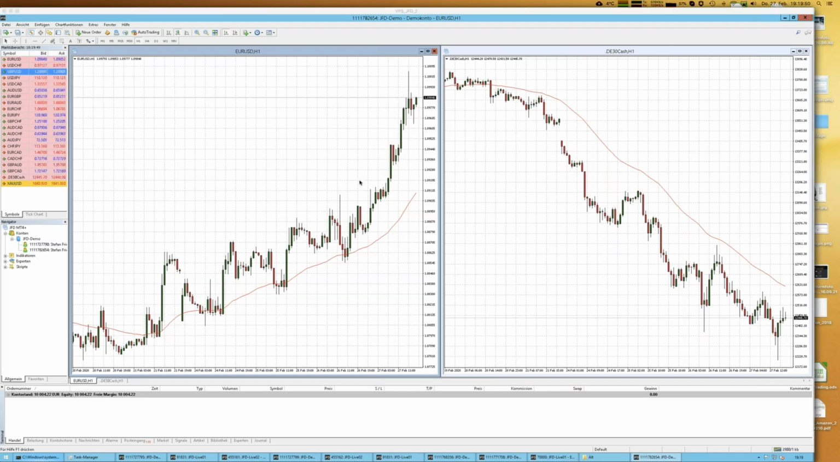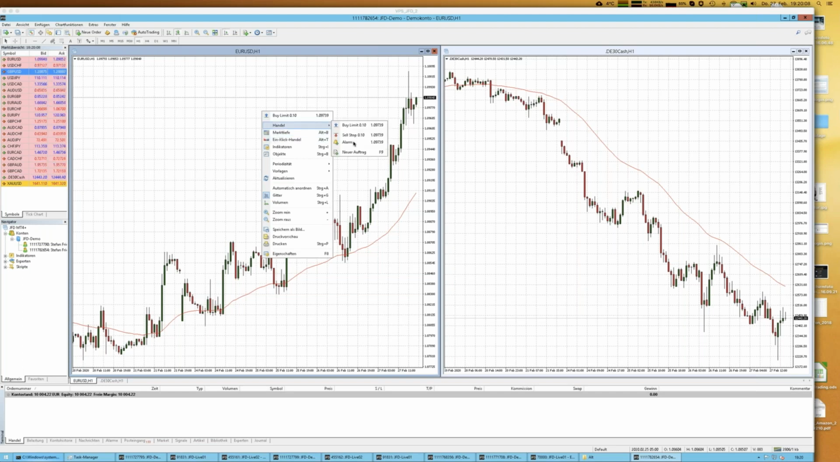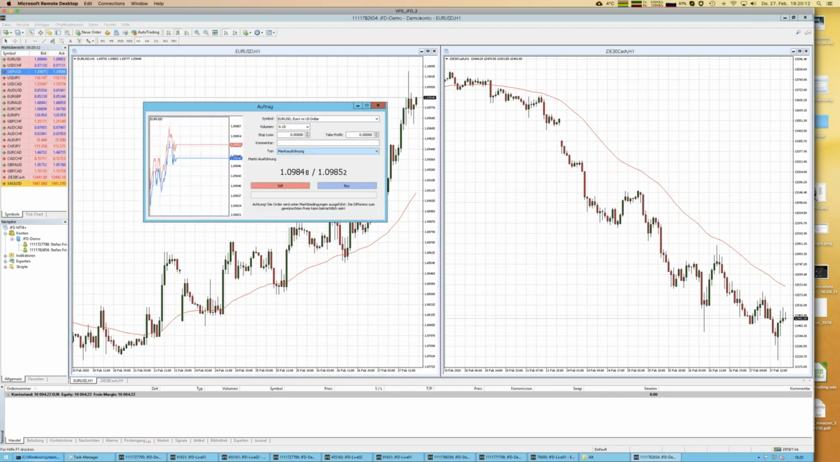We see the Euro US dollar went up. Okay, let's think that was it. I want to open a short trade. Why not? How to do that is really easy. You just right mouse click into the charting window, then go for trading, and then new trade. Sorry that everything is here in German, but it's available in English as well.